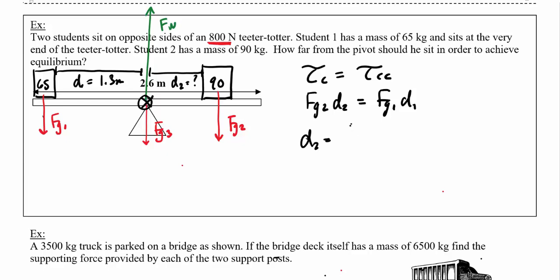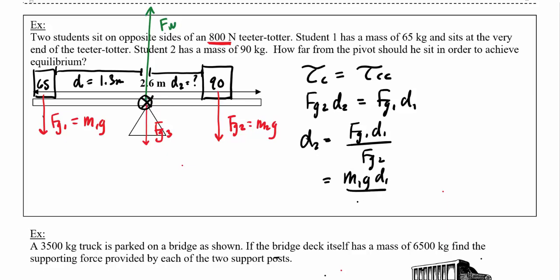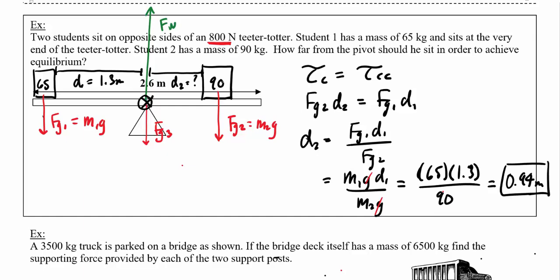Solving this for D2, D2 is going to equal FG1 D1 over FG2. Now recall that FG1 is just M1G and FG2 is just M2G. So substituting those into my equation, I get M1G D1 over M2G. And you might note that the g values cancel out in this case. Substitute in the numbers, I get 65 times 1.3 divided by 90. And so the answer works out to be right around 0.94 meters, which is what I expected, because I knew that this heavier student would have to sit closer to the pivot in order to provide the same amount of torque as a lighter student.